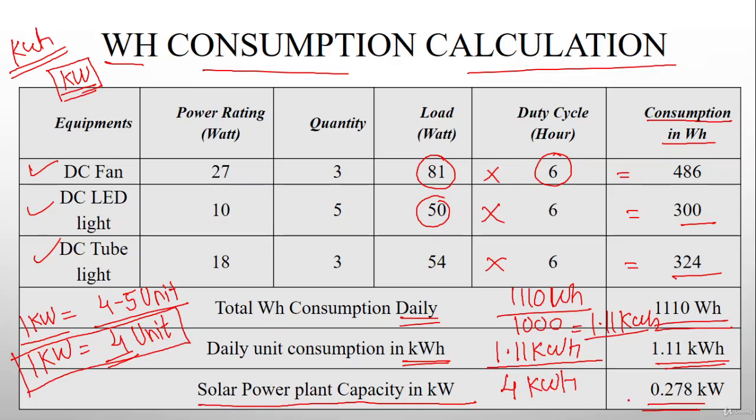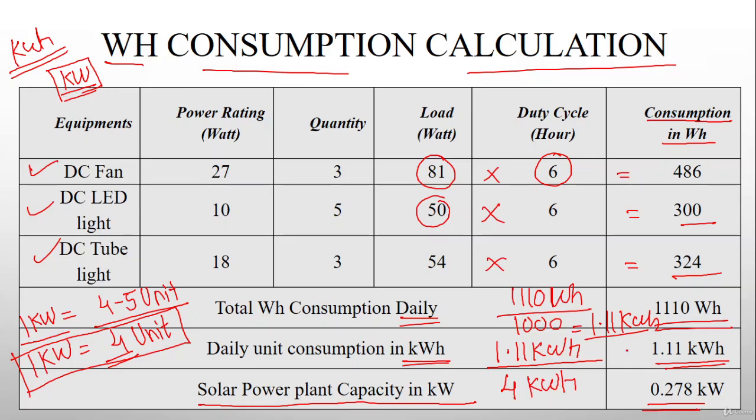So basically, if we see this logic, this is how we are calculating the solar power plant capacity. Whatever the daily consumption the consumer is having, we divide by the 4 units. The reason is that we are comparing that 1 kilowatt produces 4 units, then if I want to generate 1.1 units from the given solar home system, how much kilowatt capacity will be feasible to be installed. So like that we are comparing this.